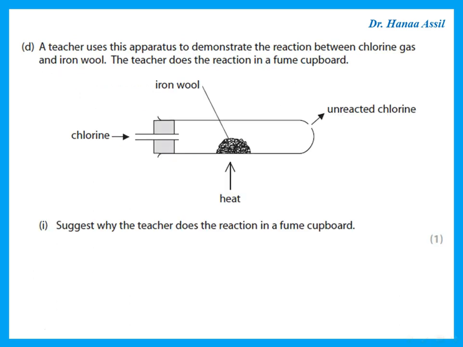A teacher uses this apparatus to demonstrate the reaction between chlorine gas and iron wool. The teacher does the reaction in a fume cupboard. So she's passing chlorine over iron wool and the unreacted chlorine goes out from the other side. Suggest why the teacher does the reaction in a fume cupboard. Remember that any reaction that involves gases in general should be done in a fume cupboard, especially if we're working with chlorine, because chlorine gas is toxic or poisonous.